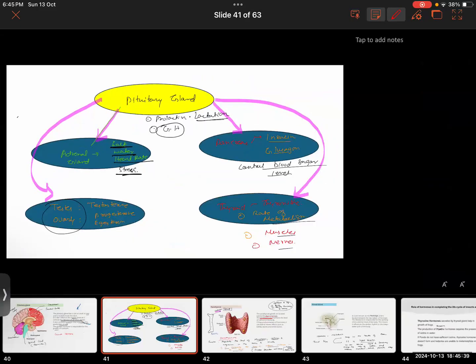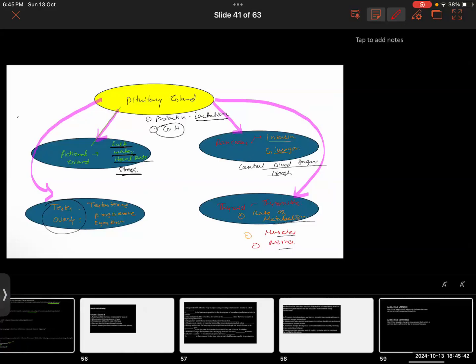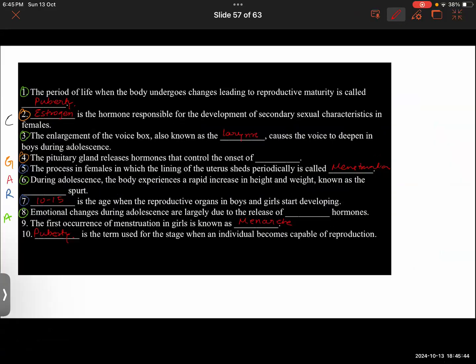Yes, sir. Okay. So the question was, the pituitary gland releases hormones that control the onset. Onset here means the beginning of something. So it is going to control the onset of puberty.